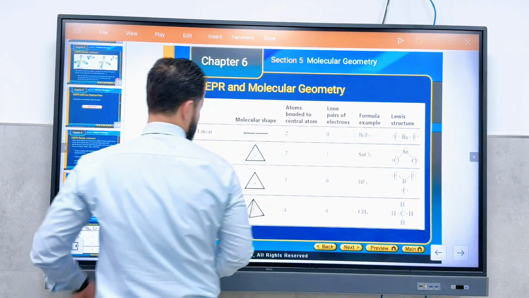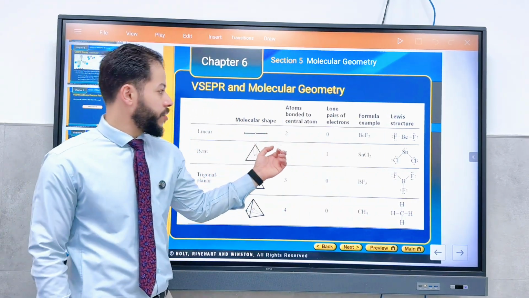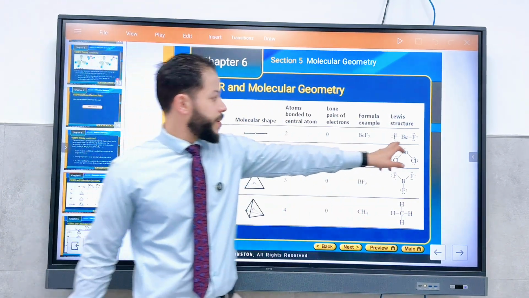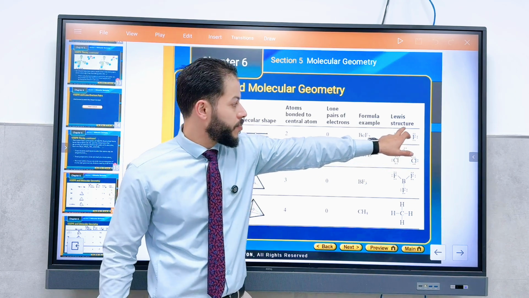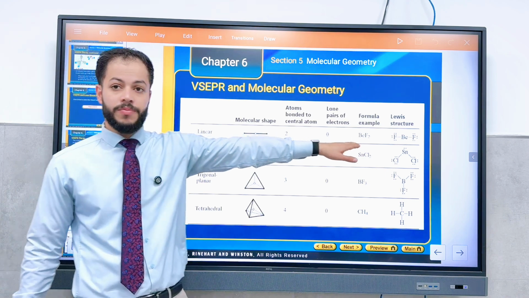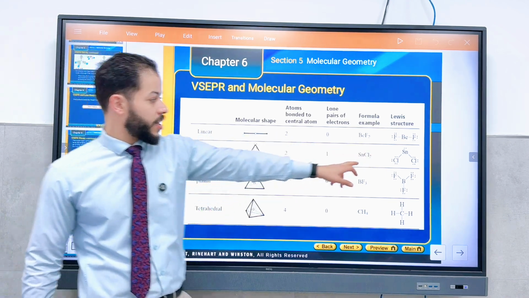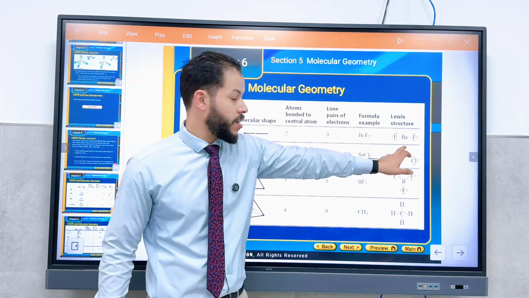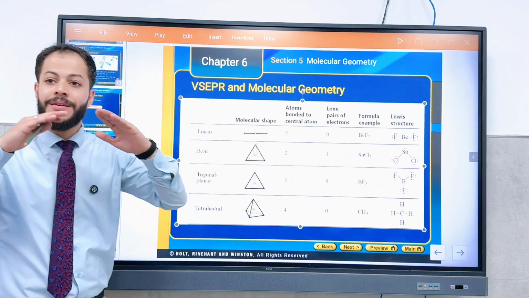And I made a summary for you. If you draw the compound here, barium fluoride, is there any lone pair on the central atom here? No, so the only shape here could be linear. But if it's like here, SN, do you see? There are 2 lone pairs, so it's bent.